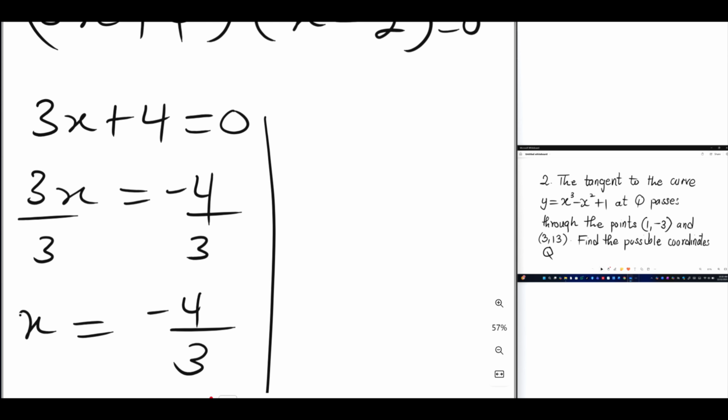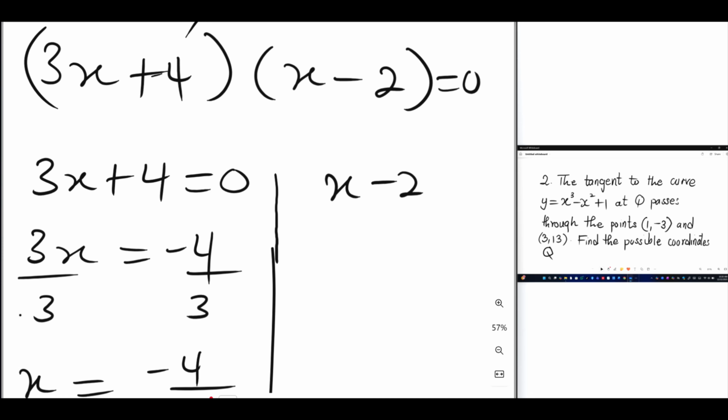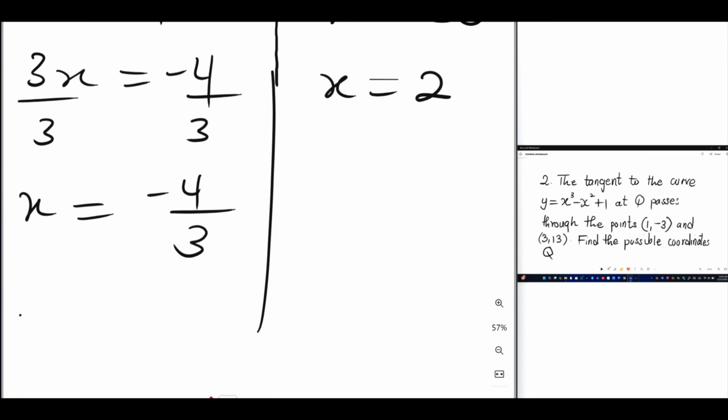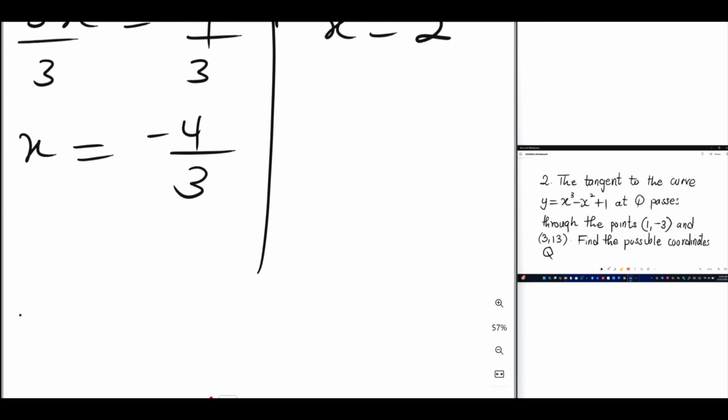Then we take the other part too, which is x minus 2 also equal to 0. Then you're going to get x to be equal to 2. All right. So we have two x values. So it means these are the values of x at where the tangent meets the given curve. All right. So these are the possible values of x for which the tangent meets the given curve. So this is what we are going to do.